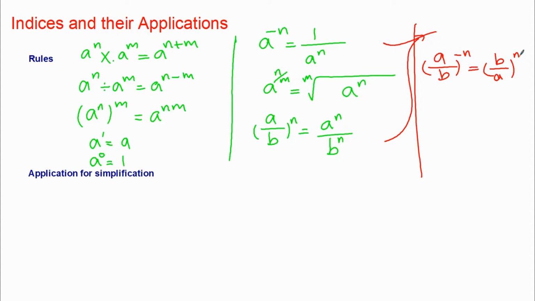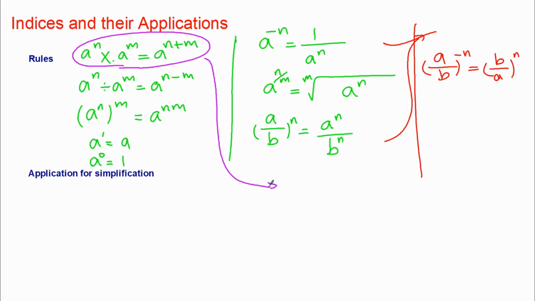Before going to applications for simplifications, I just want to say that these rules can be proved in some cases very easily. It is not different from everything else in maths. There is a logical reason behind these. We use the formulas just to simplify our operations, but all of these are provable.